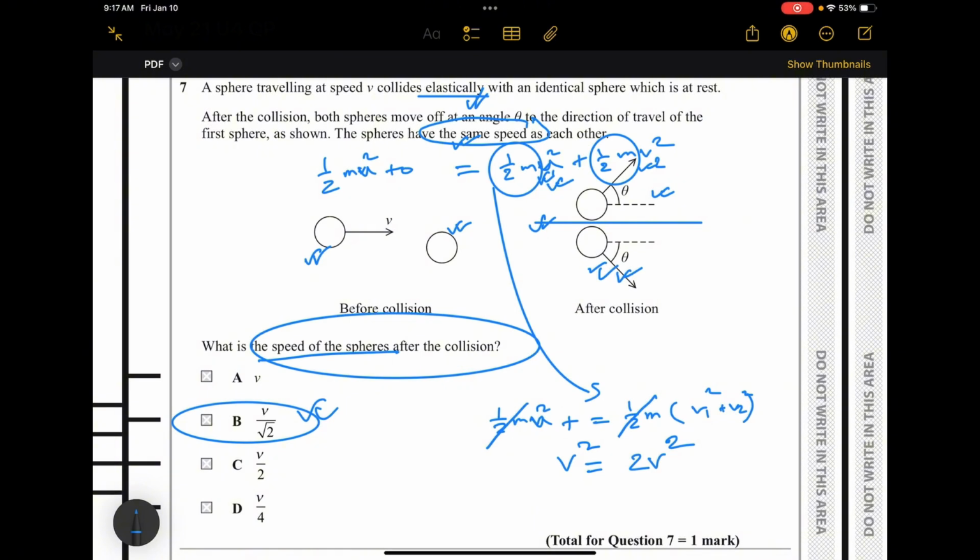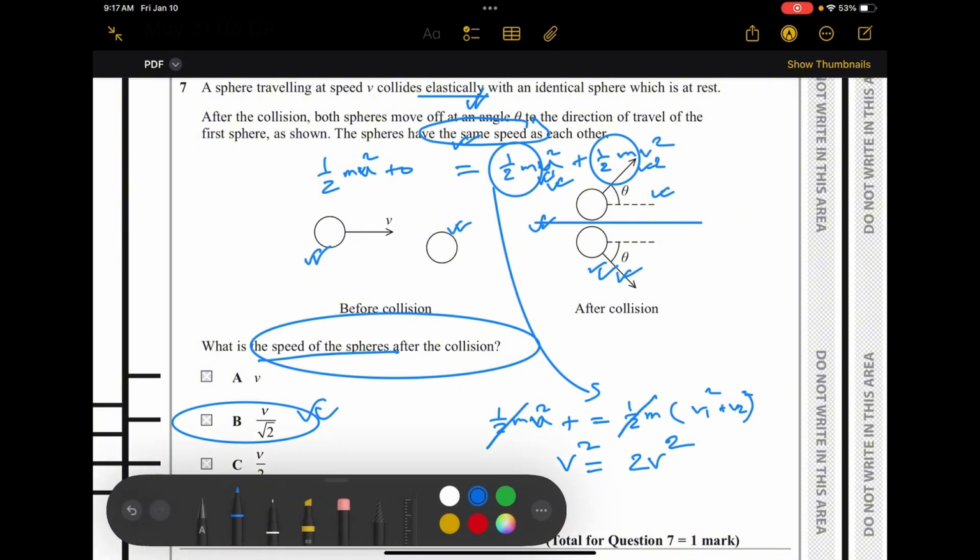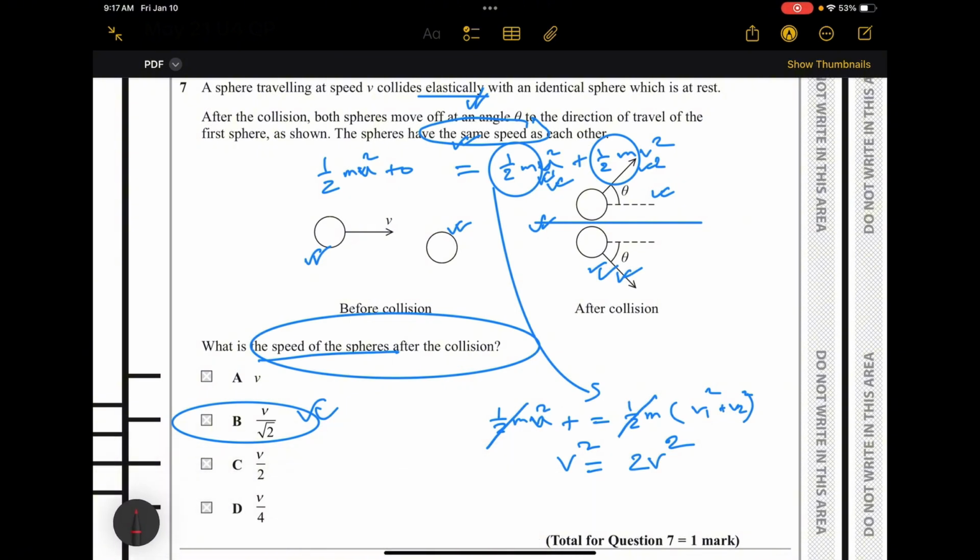Now as we have taken v square is equal to 2v square, in the question they have asked what is the speed of the spheres after the collision. So now we have to make this the subject. So v square divided by 2 is equal to v square, and then this will become v is equal to root over v square divided by 2, which is equal to v divided by root over 2. So our correct answer is B.